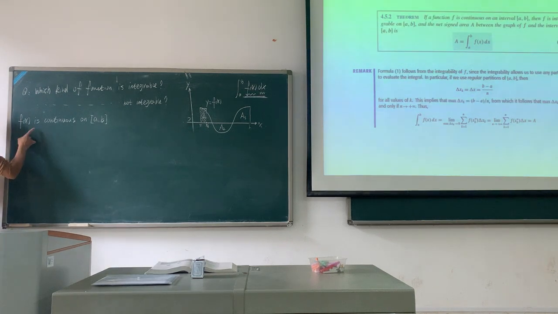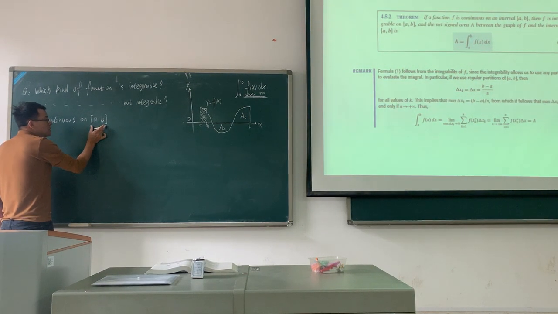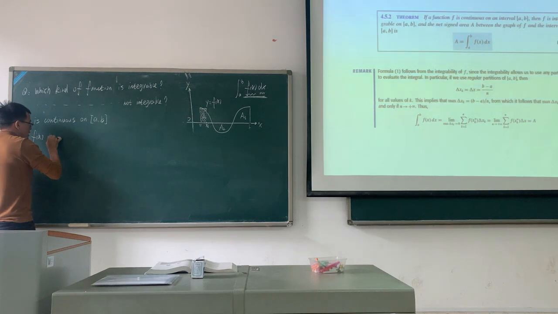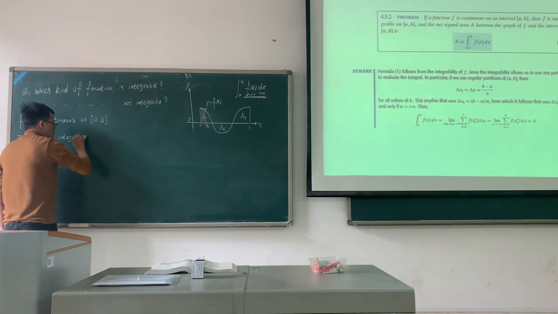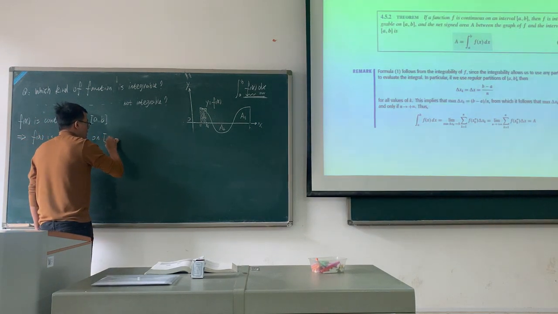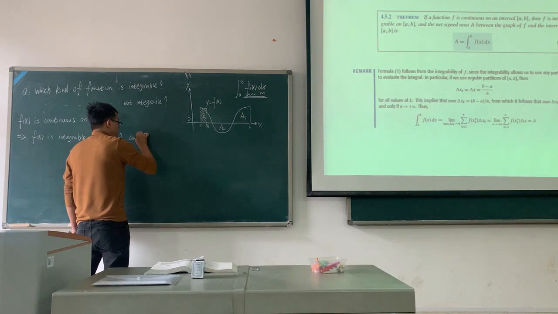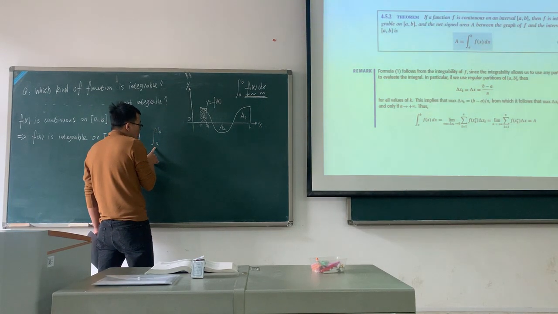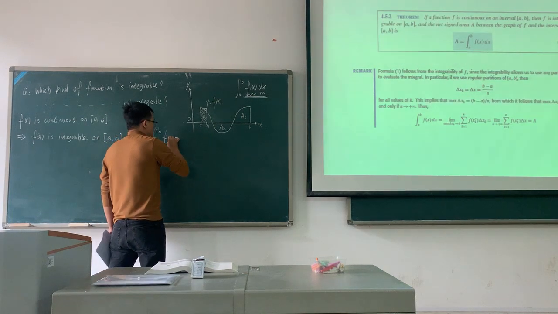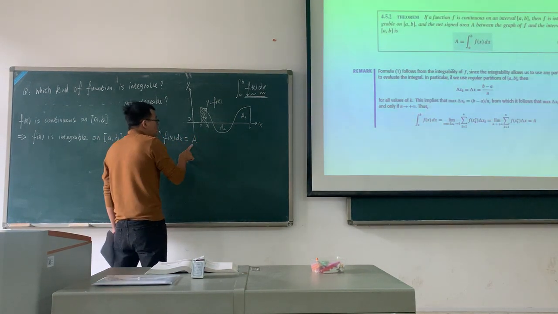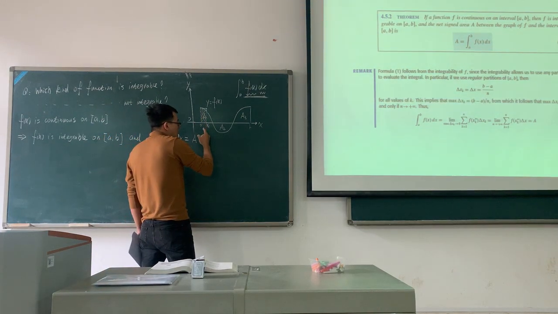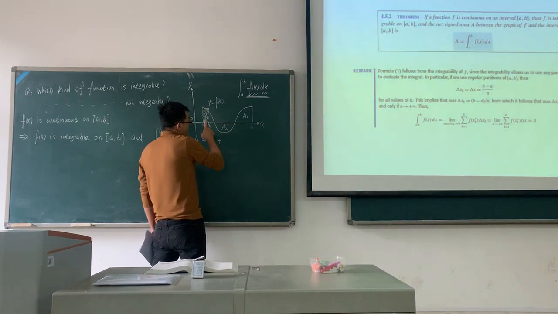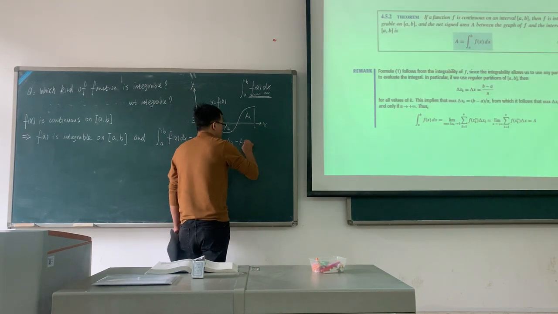If this function is continuous on this closed interval, then we have f(x) is integrable on [a, b], and the definite integral from a to b of f(x) dx equals the left side area, which is A1 plus A3 minus A2.